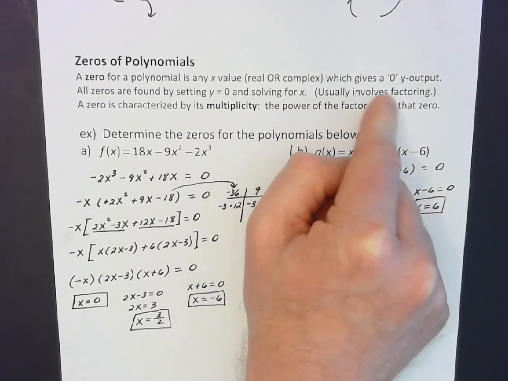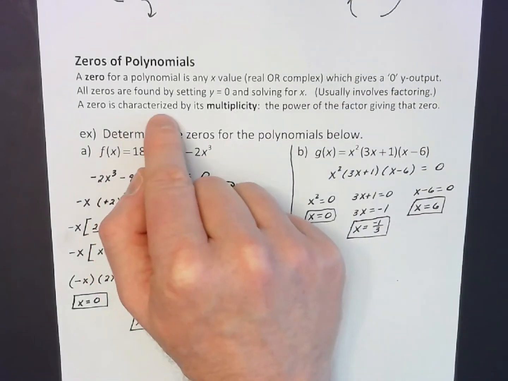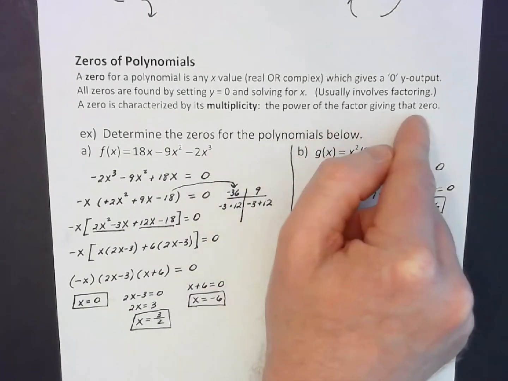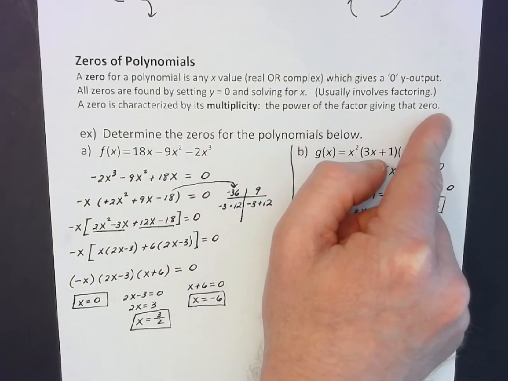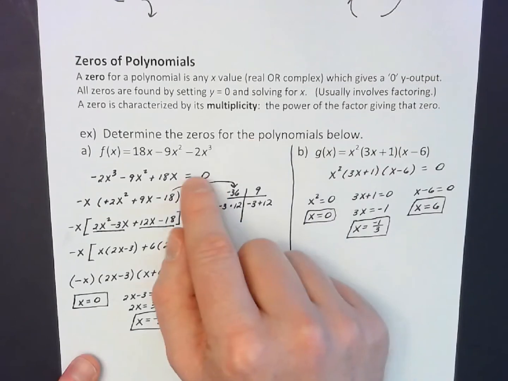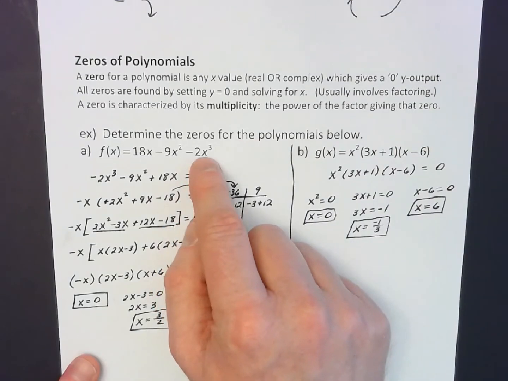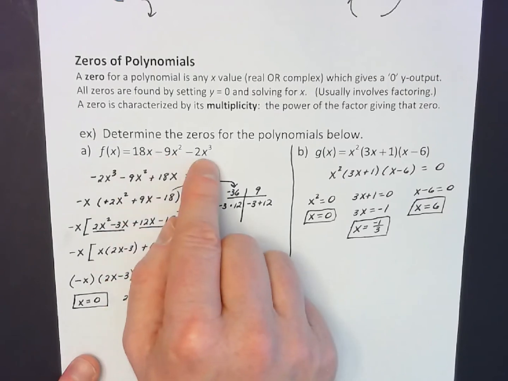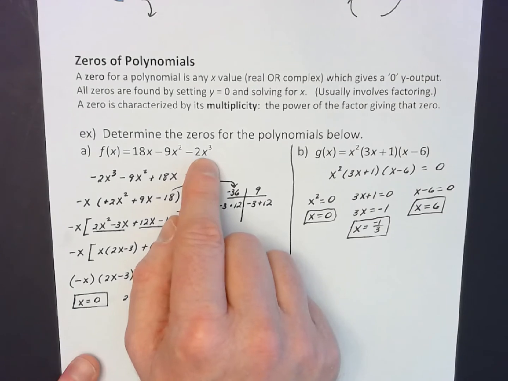I say it usually involves factoring. A zero is characterized by its multiplicity, the power of the factor giving the zero. And that's going to really impact the look of the graph at that specific zero. We're going to talk more about that later. First of all, let's concentrate on how we find zeros. So if I ask you to find the zeros of this polynomial, by the very name, the zeros are when it crosses the x-axis or when it's equal to 0.